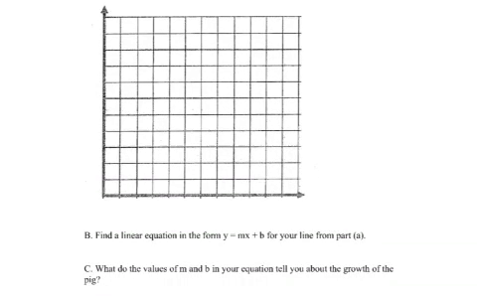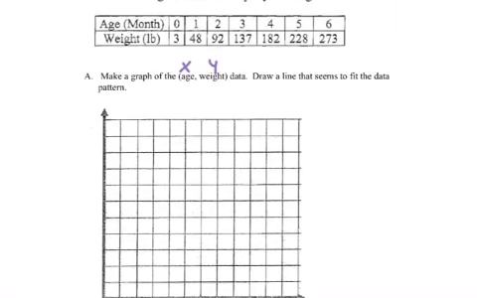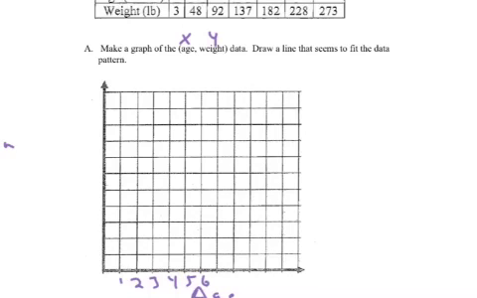So I'm going to put age on my x-axis, and I'm going to label to 6, put my scale on, and I have weight on my y-axis, and we have to get the whole way to 273. In my scale on my y-axis, I'm going to increment by 50s. So it would go 50, 100, 150, 200, 250, and 300.